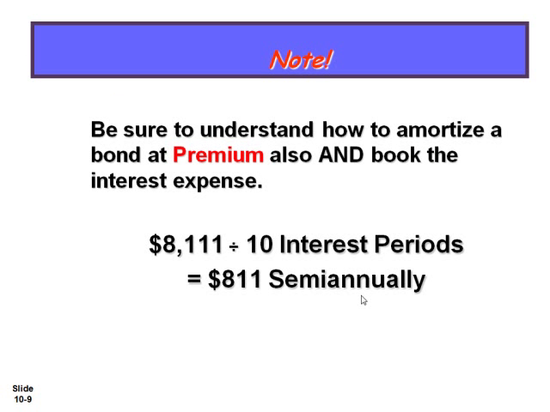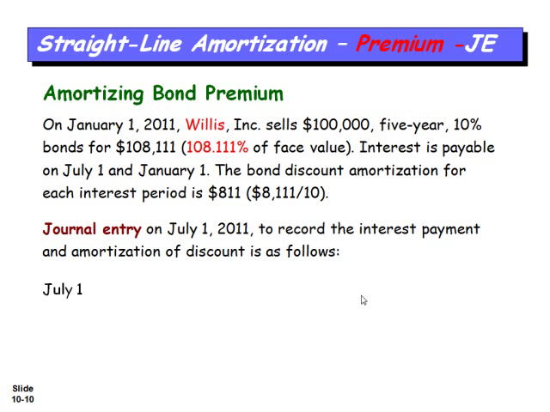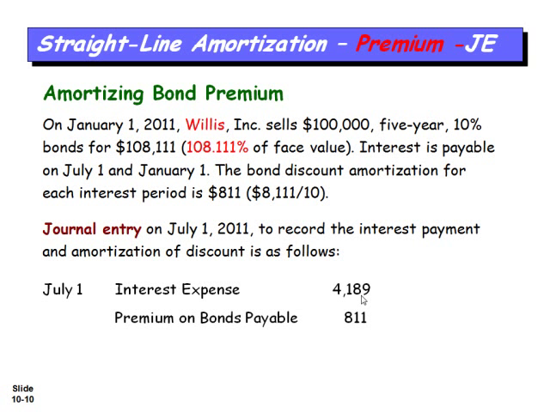Okay, you need to also know how to amortize a bond at premium. The calculations are slightly different. You still divide the premium by the interest payments, and in this case, let's just put that journal entry up. Note the similarities. Cash doesn't change.